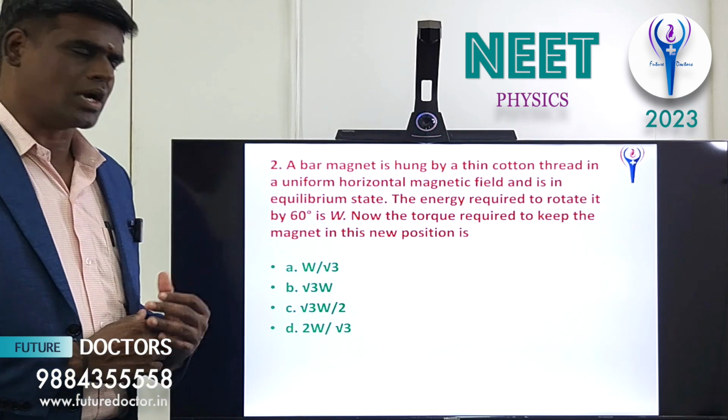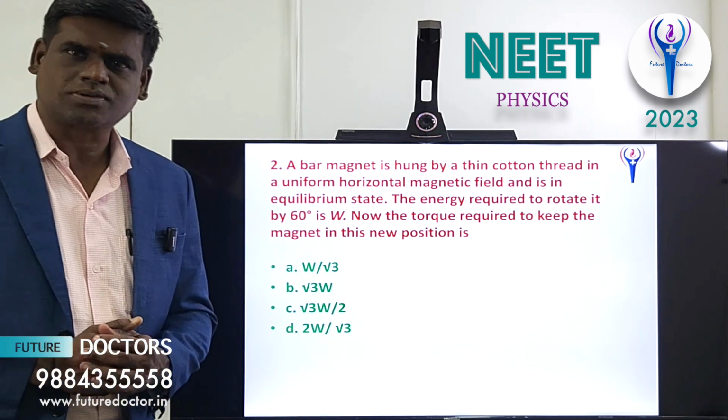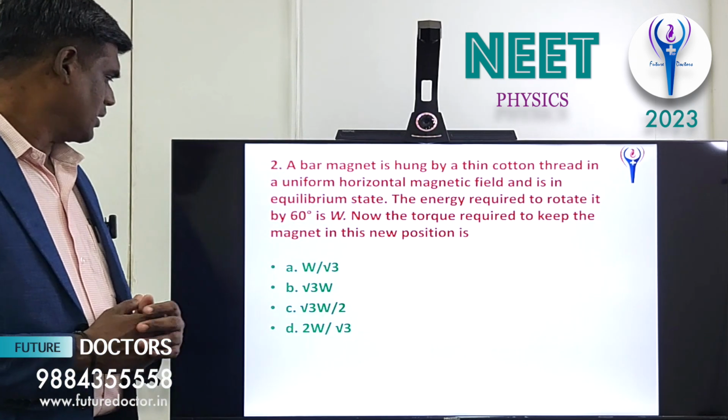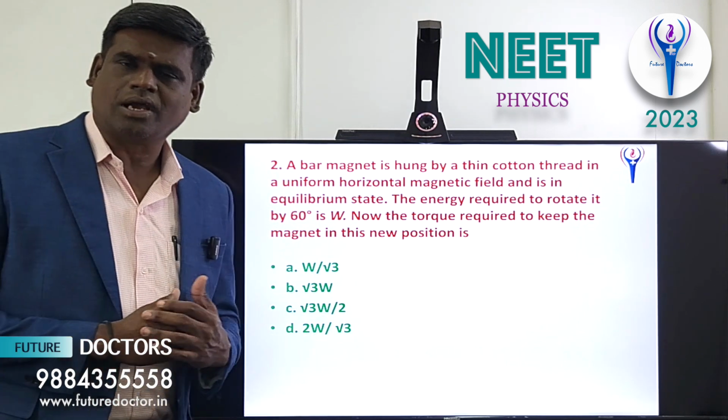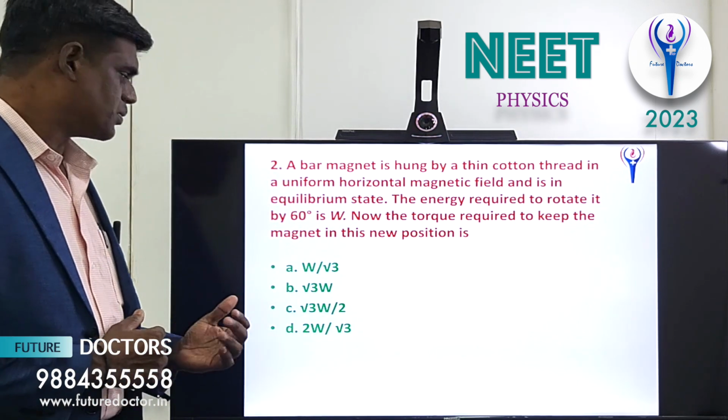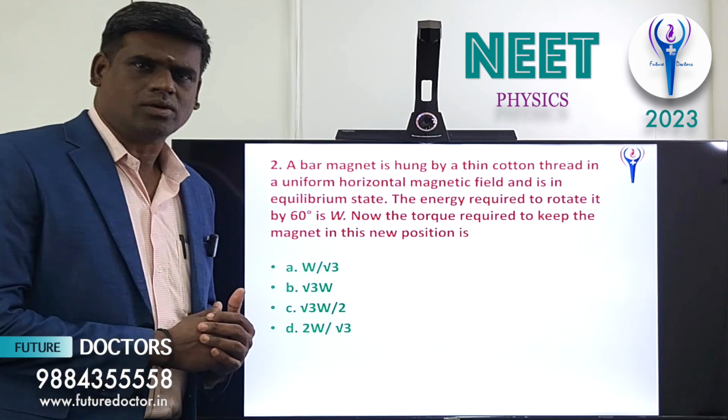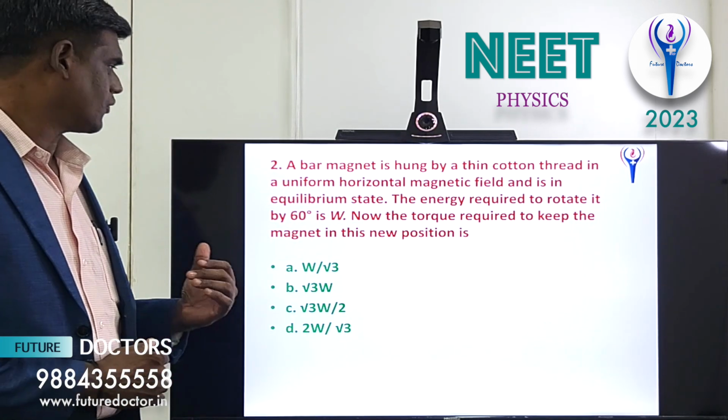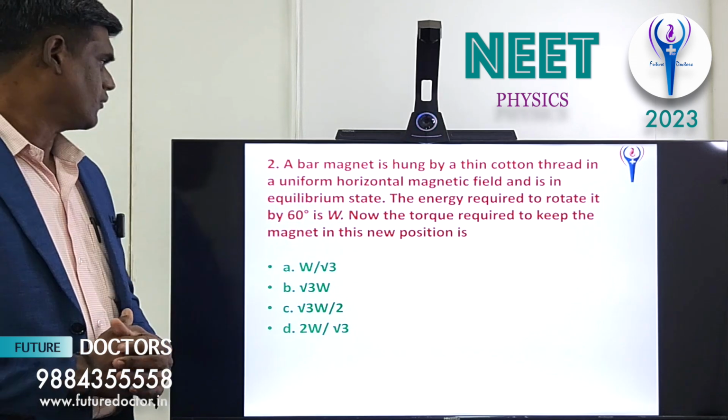Option A, W by root 3. Option B, root 3 W. Option C, root 3 W by 2. Option D, 2 W by root 3. So here you want to find the new work done for the torque.